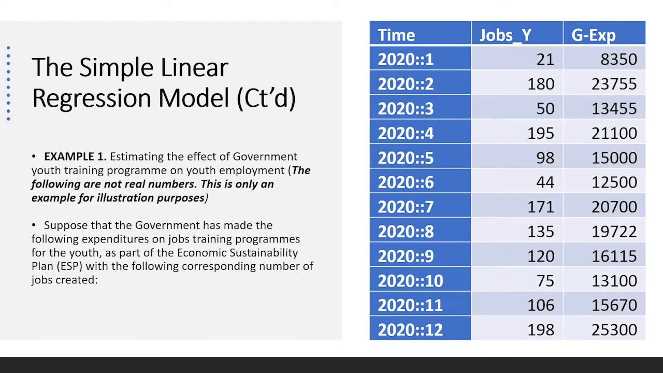You have in the second month, 23,000, a huge increase in government expenditure, went up to 23,755. Again, whatever unit and whatever currency, doesn't matter. But we see in our example here that jobs went up by a lot, went to 180. In the third month, government expenditure went down a bit to 13,455. Jobs went down to 50, etc. So you have all the data on government expenditure and data on jobs, youth jobs.